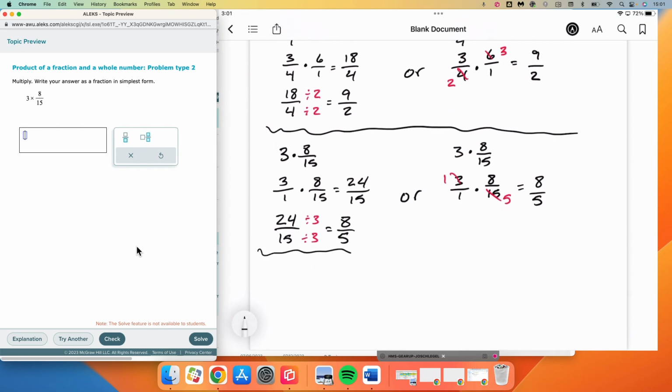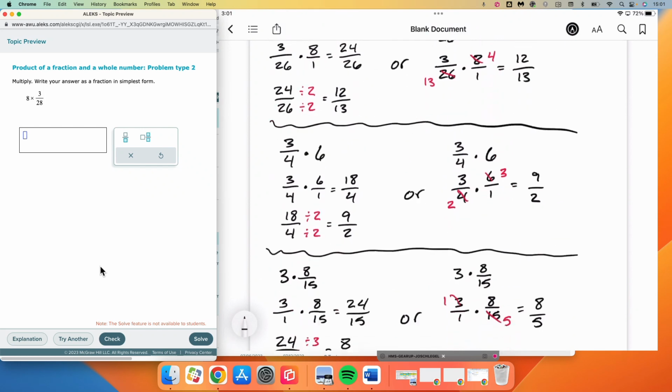Okay. I'll try and squeeze a fourth one down here into the bottom. What did I have here? 8 over 5. Great.